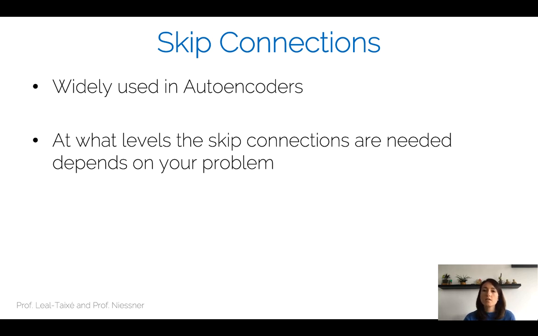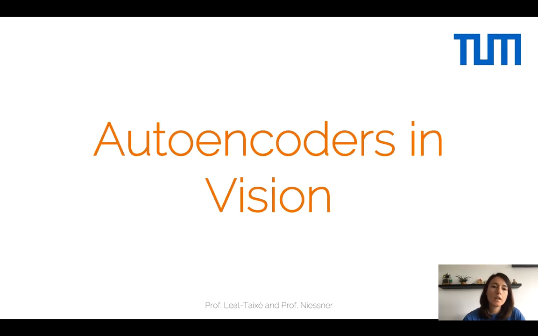So skip connections are pretty much everywhere when you use this encoder-decoder type of architecture. If you want to get an output that is really pixel-wise precise, you need these skip connections. But at what level these skip connections are needed actually depends on your problem. So this is a bit of a trial and error.